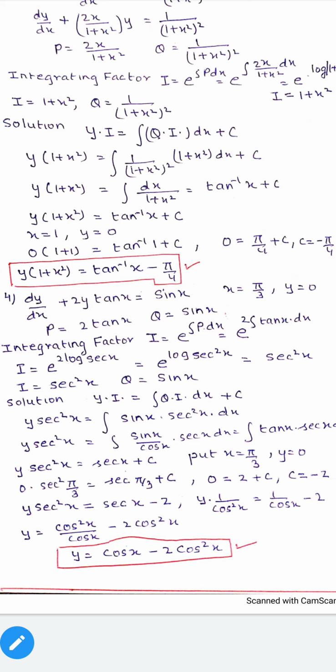Sec square x is 1 upon cos square x. Sec x is 1 upon cos x. Multiply cos square x on the right hand side, we get y is equal to cos square x upon cos x minus 2 cos square x. That is y is equal to cos x minus 2 cos square x.